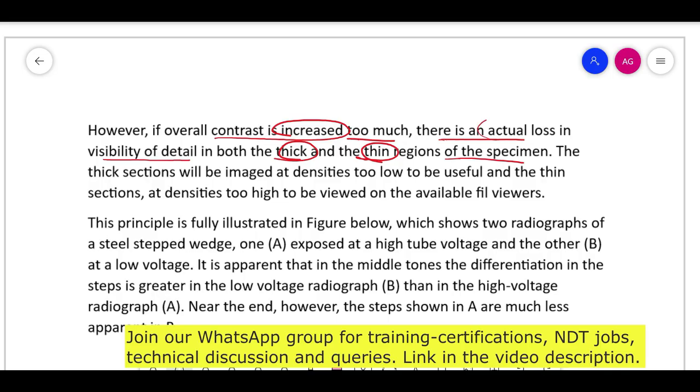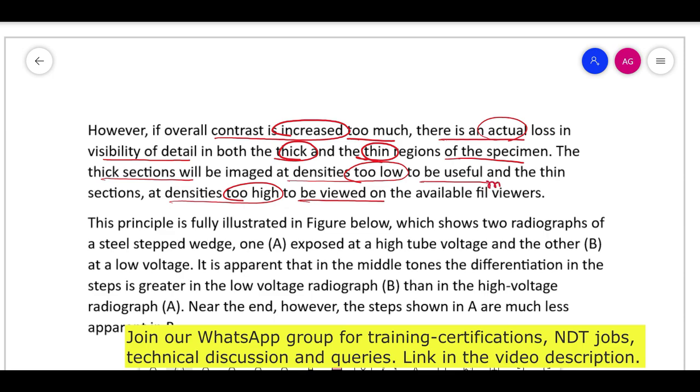So there will be an actual loss of visibility. How? The thick section will be imaged at a density that is too low. Okay? That means the density of your thick section will be very low. That means the image will be too light to be useful, and the thin section at a density that is too high to be viewed on available film viewers.